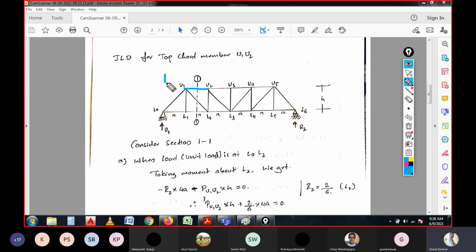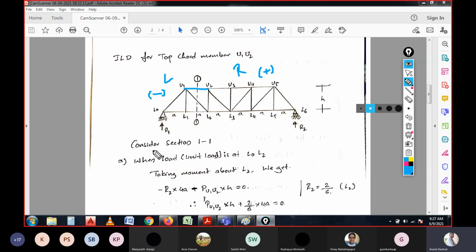This section shows the left side part and this is the right side part. So whenever the sign considerations are done, please listen carefully here. Whenever the force in the member U1 U2 is considered on the left side, that will be considered negative. And when the U1 U2 force is considered on the right side, that will be considered positive, and the remaining will be considered in a clockwise and anti-clockwise manner, right? So how it is exactly, I will discuss here again.